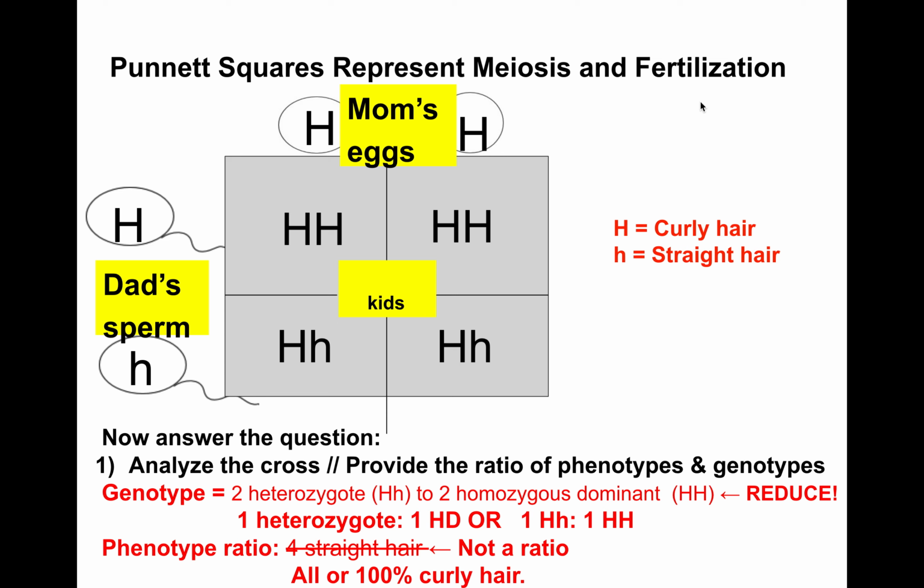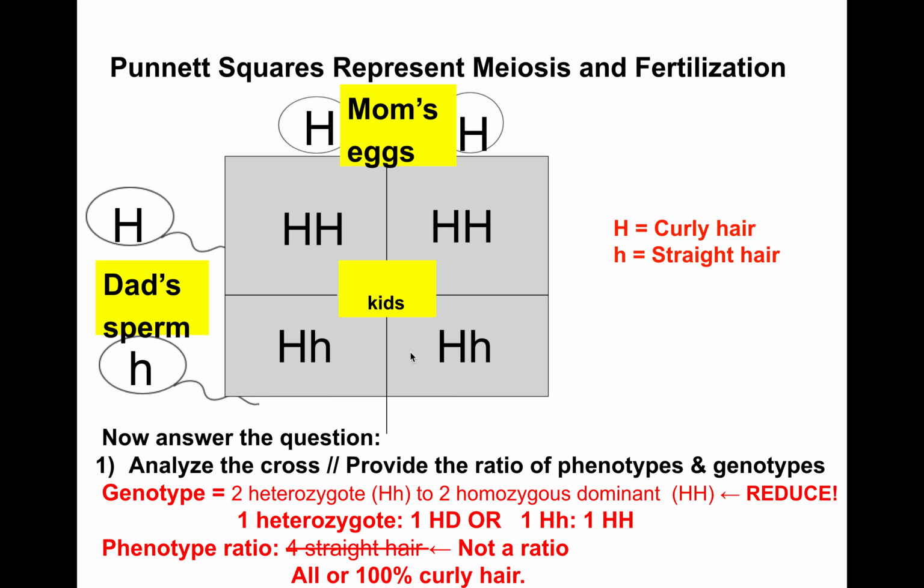But the actual question might be something like analyze the offspring or analyze a cross. Or it might be something like provide the ratio of phenotypes and genotypes. So in this case, if you look at the predicted offspring here, you would see that 2 out of 4 are big H, big H, and 2 out of 4 are big H, little h.